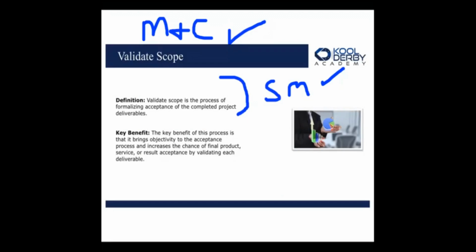All right, so validate scope is the process of formalizing acceptance. Keyword now: anytime you see the word acceptance, I hope you're thinking about validate scope. Acceptance of completed project deliverables. Remember what we said earlier in some of the lessons, that our goal is to deliver the unique product, service, or result to the customer? Well, we're not exactly there with validate scope. Let me tell you why.